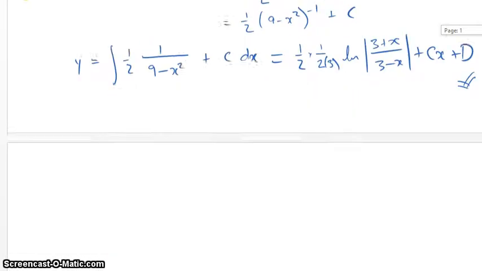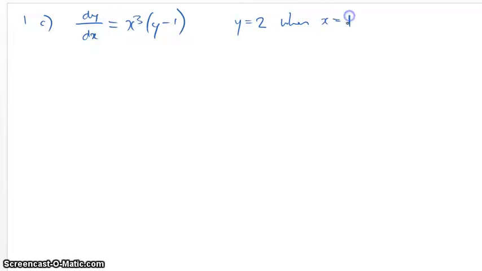What about 1 part c? So 1c. We need to solve the differential equation dy by dx is equal to x cubed times (y minus 1). Again, this is a separable differential equation because we can bring the y's to the left and leave the x's on the right, but this will require us to find a particular solution because we're told y equals 2 when x equals 1.